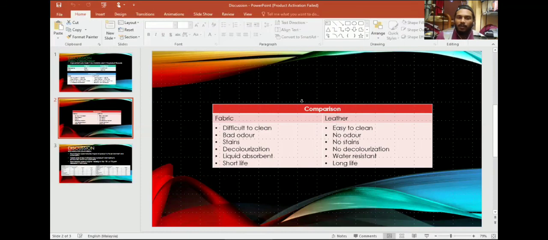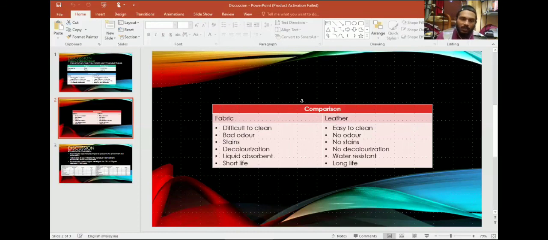Fabric can get bad odor and the odor sticks to it. It's very hard to remove the bad odor from fabric. And leather has no bad odor. Fabric can also stain from liquids like coffee or chocolate, because the administrators in the office used to eat or bring food into the place. So normally the fabric of the chair will get stained, and not leather. And there's decolorization of the fabric. Normally the fabric colors will decolorize in a short amount of time, but not leather.